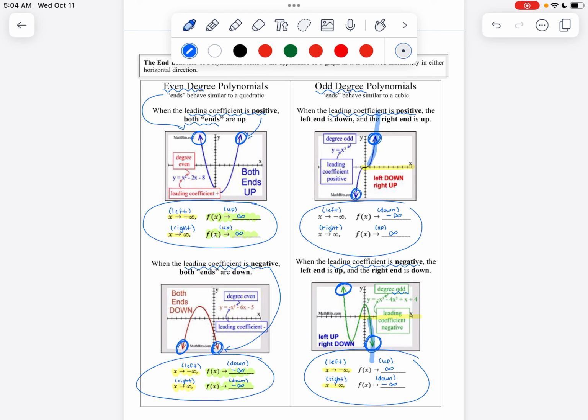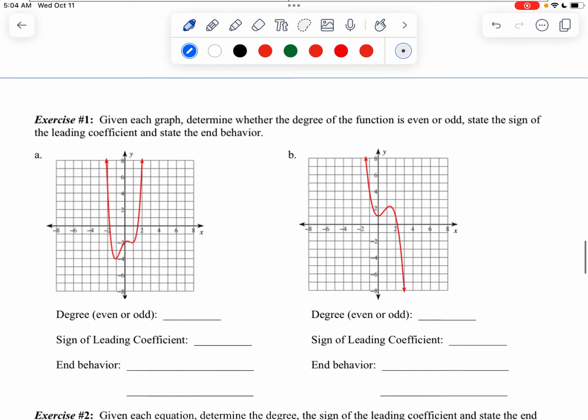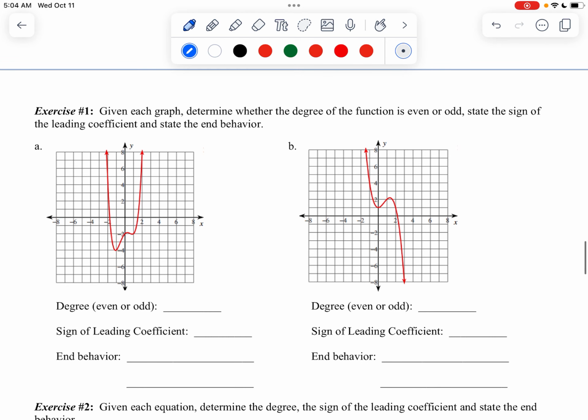So now what I'd like you to do is turn the page in your notes and take a look at exercise 1. I'm going to ask that you read the directions. You have two different graphs here, and I'm asking you to determine just by looking at the graphs whether you're looking at an even or odd polynomial function, what you think the sign of the leading coefficient would be, positive or negative, and then can you state that end behavior notation we just worked on in the graphs above. So just pause the video, give this a try, and then press play and we'll go over it together.